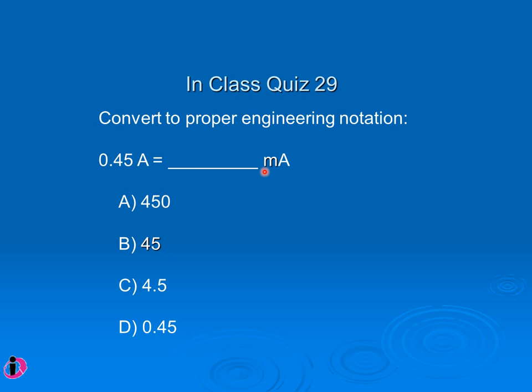Let's look at another example. 0.45 amps, meaning this is in base. There is no engineering prefix, that is the base. And you have to convert it to milli. Is the power getting decreased or increased? Milli is 10 to the power negative 3, right? Power is decreased, so the number will be increased, right? So the number will become 450. So the right answer is A.